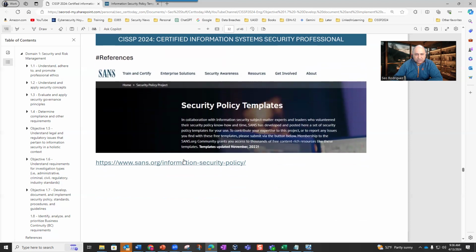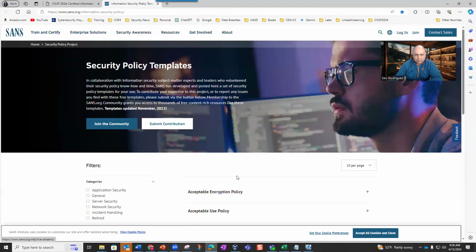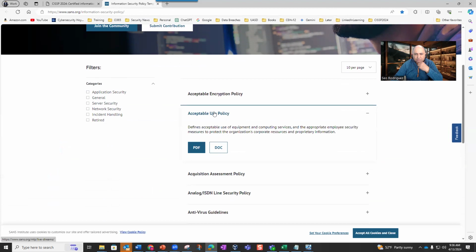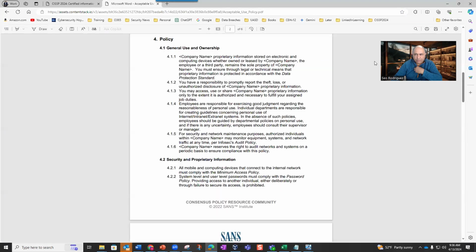The SANS Institute has a great resource for security policies that you can use, so you don't have to reinvent the wheel. If you go to the SANS security policy templates, all these policies can be used for free. You just need to adapt them to your company, and there is tons of stuff. But let's say, for example, acceptable use policy is one of the most important policies every company should have. You can download this document in a Word format, so you can modify it to your liking. It is also available as PDF.